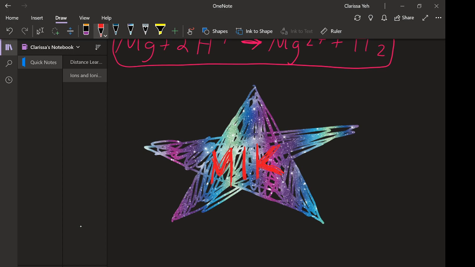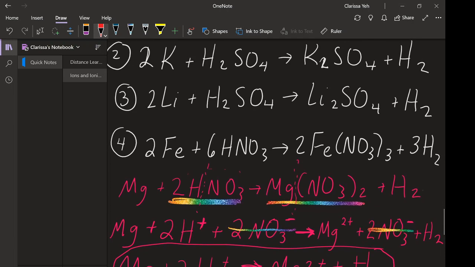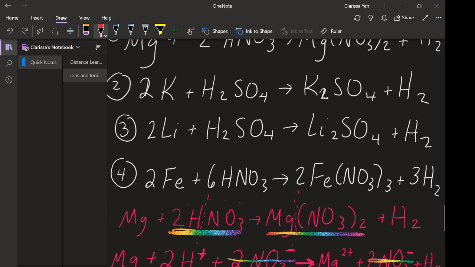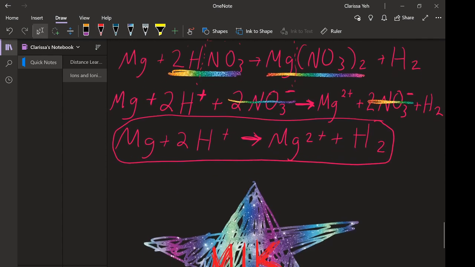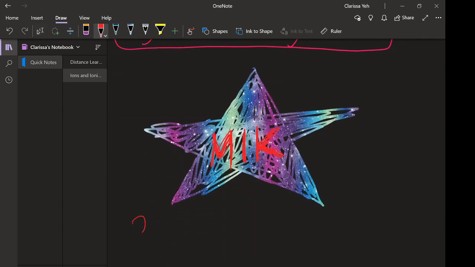All right. Now, just to show everyone else what he's done, let me just get it out. 2K plus H2SO4 arrow K2SO4 plus H2. 2K plus H2SO4 plus arrow K2SO4 plus H2.